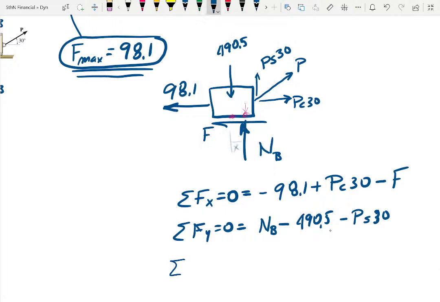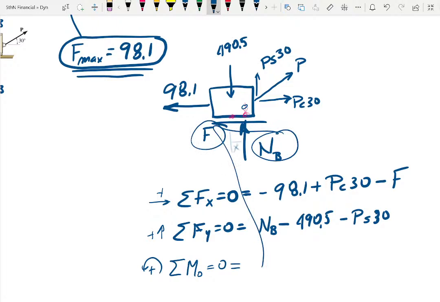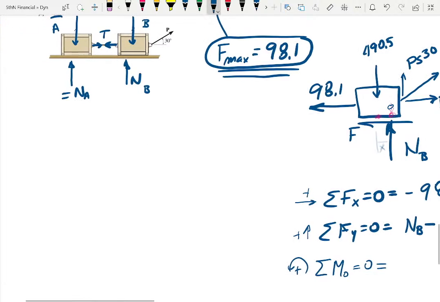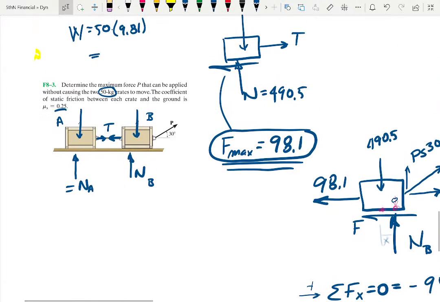Sum the moments about this point O equaling 0. And I should have written that being plus. Okay, sum the moments about that point. That means this and this aren't in there, but the rest of them are. And you've got a problem because you don't know the height here.